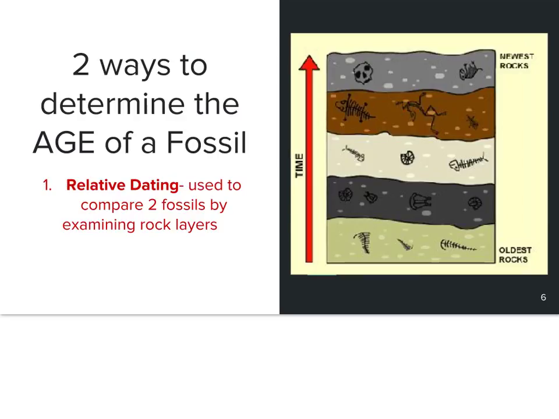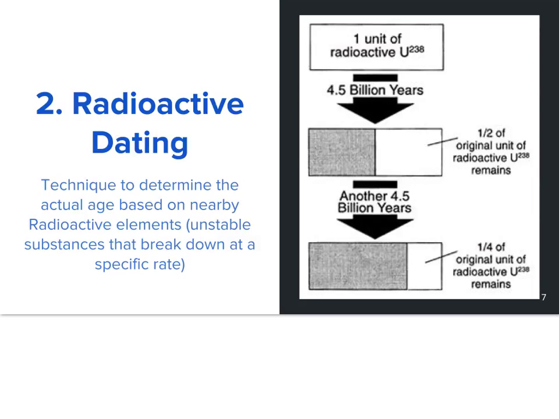Here in the picture you can see that as time goes by, the older fossils will be towards the bottom, whereas the newer fossils will be closer to the surface. The second method to determine the age of a fossil is called radioactive dating.